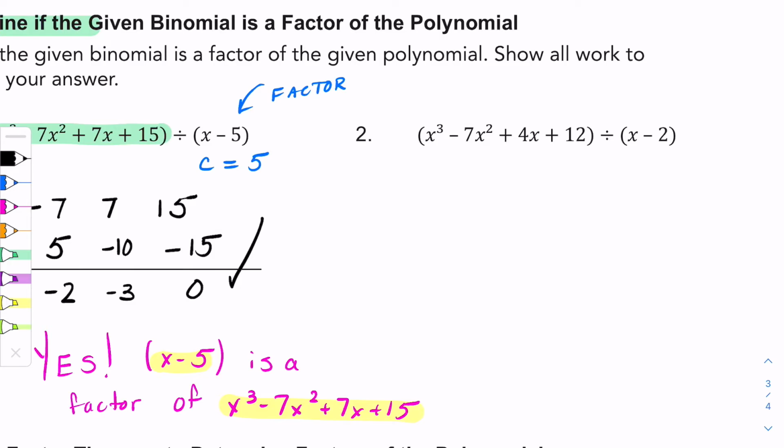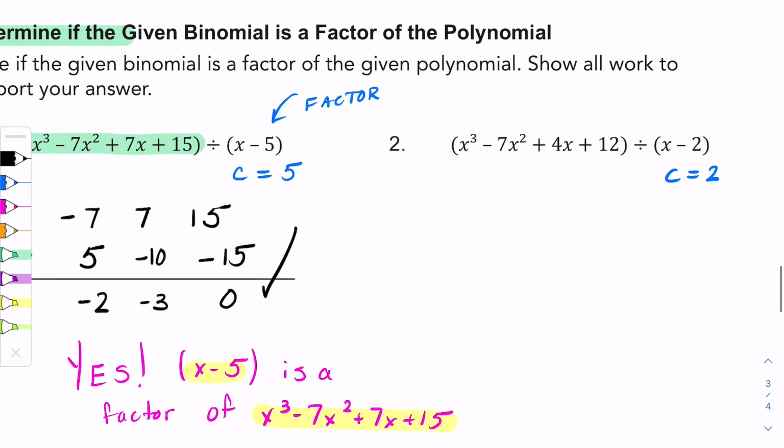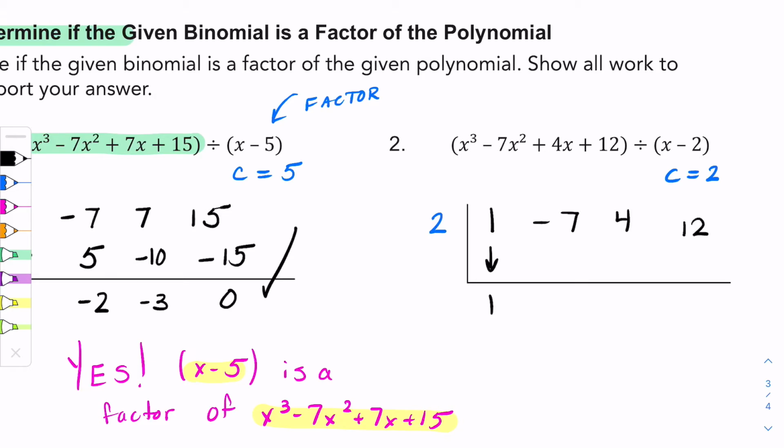For number 2, your synthetic divisor is 2. We have all terms, so for our synthetic division, two on the outside, coefficients of 1, negative 7, 4, and 12. Bring down the 1. 1 times 2 is 2, plus negative 7 is negative 5, times 2 is negative 10, plus 4 is negative 6, times 2 is negative 12, plus 12 is 0.